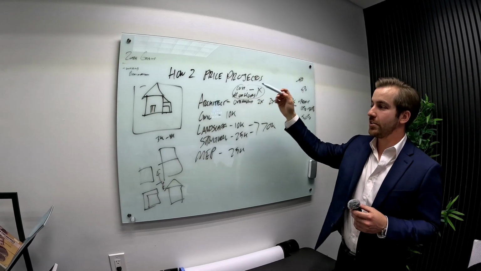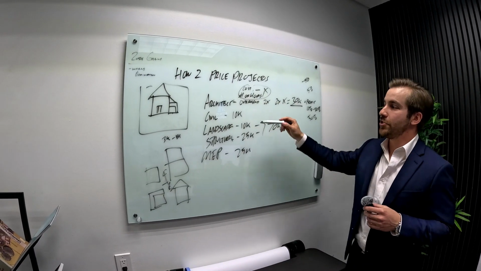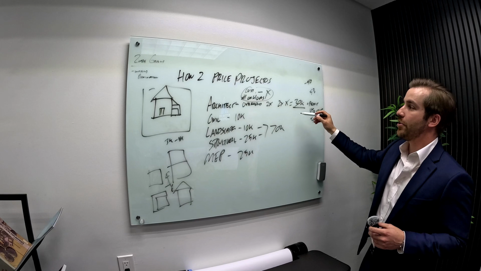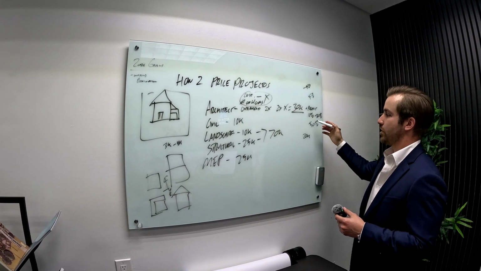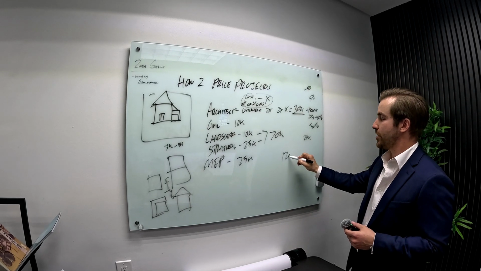So you got architect, civil engineer, landscape, structural, MEP. So you're going to pay out 70K, you're going to pay 30K, and then whatever on top of that, let's just say another 20K, right? Because I want to make 20K. So you got 70 is 100, so you're 120K.